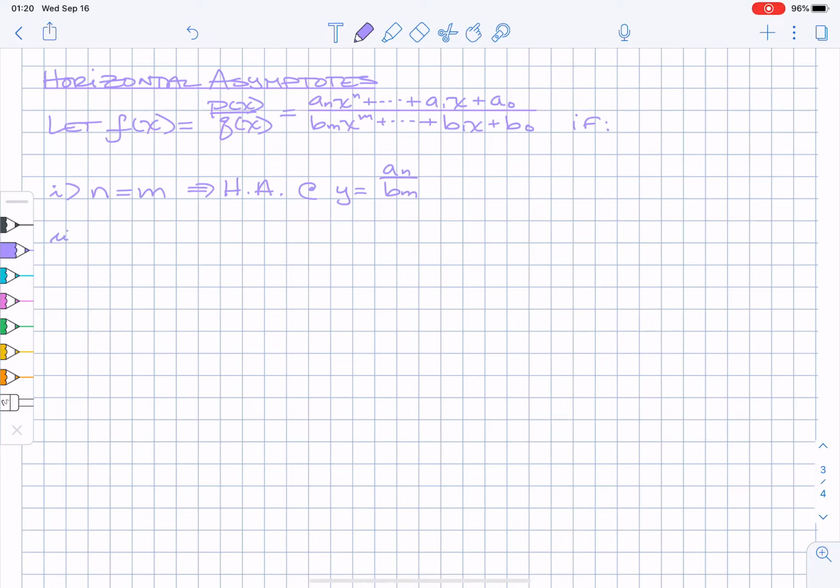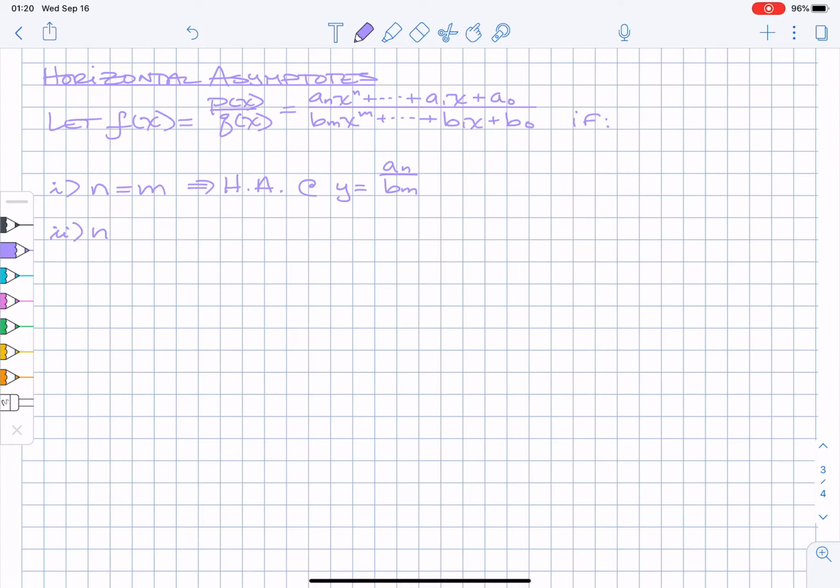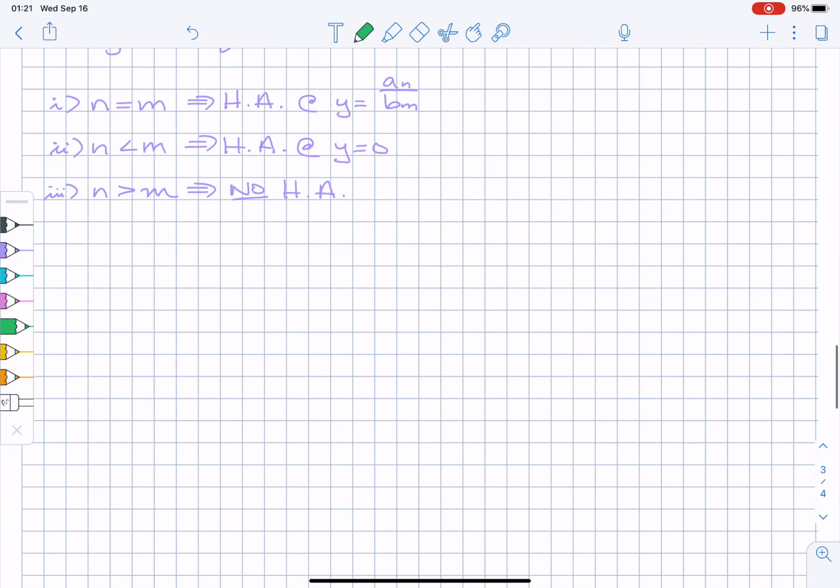Number 2, let's say the degree of the numerator is less than the degree of the denominator. Then the horizontal asymptote will be at y equal to 0. And number 3, if the degree of the numerator exceeds the degree of the denominator, then there is no horizontal asymptote.